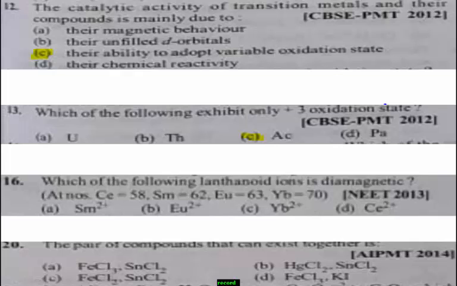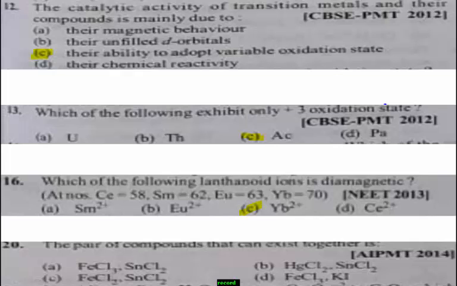When we observe all these electronic configurations, only the Yb2+ ion is diamagnetic in nature because all the electrons are paired, there is no unpaired electron. No unpaired electron means it is diamagnetic in nature. Therefore, the right answer for this question is option C.